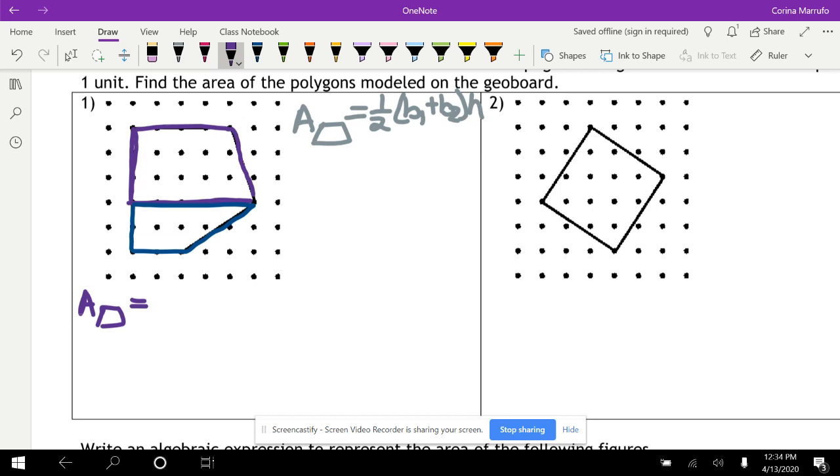is equal to, I'm going to do 1/2, and then I'm going to add my bases together. So I'm going to have to count the units. This is 1, 2, 3, and 4. So 4 units. And then on this base, it is 1, 2, 3, 4, and 5 units. So it's going to be 4 plus 5.